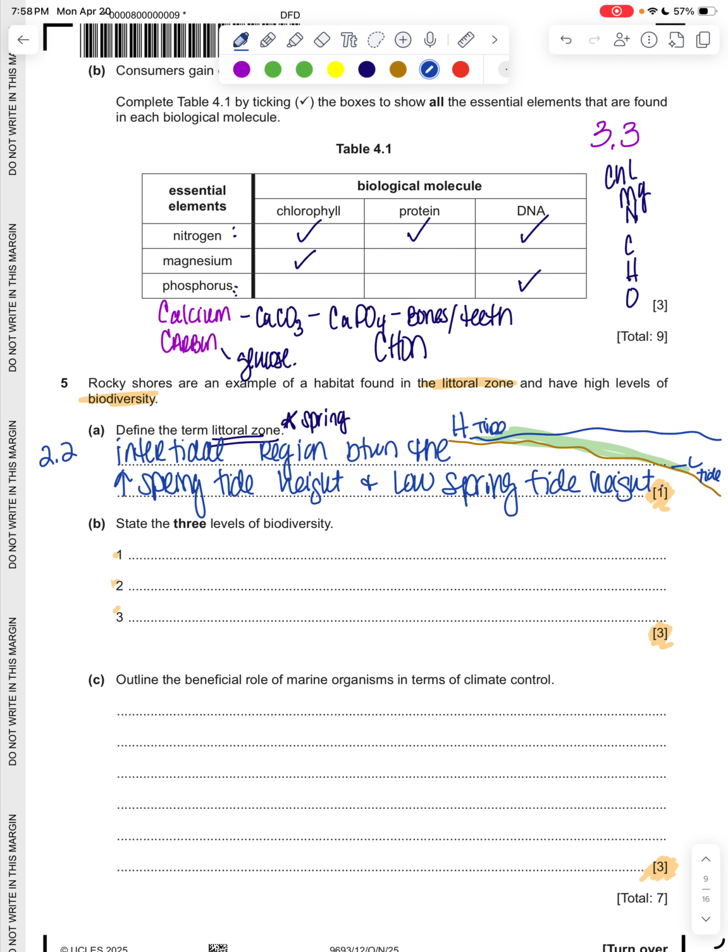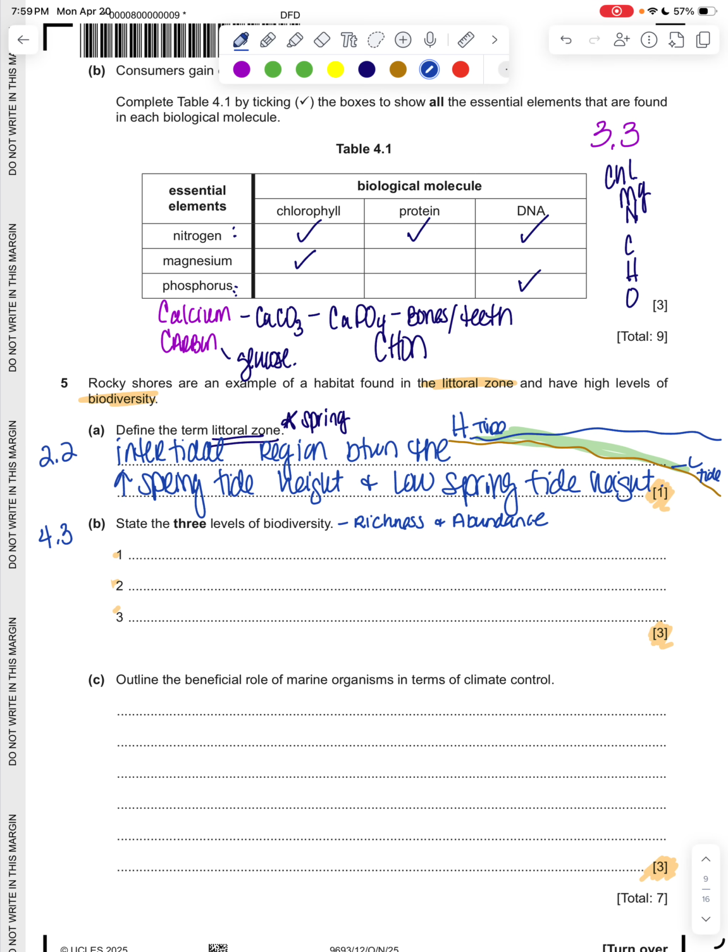State the 3 levels of biodiversity. This is section 4.3. So biodiversity in general measures species richness, and that's the amount of different species you have in an area, and species abundance, and that's the amount of individuals in those species.